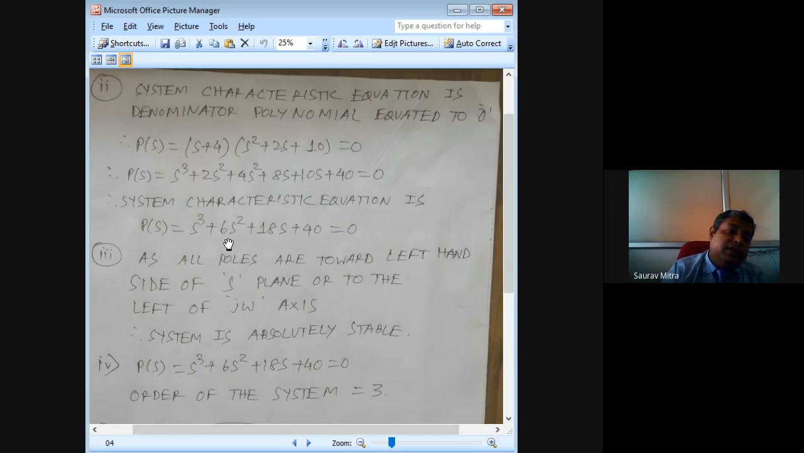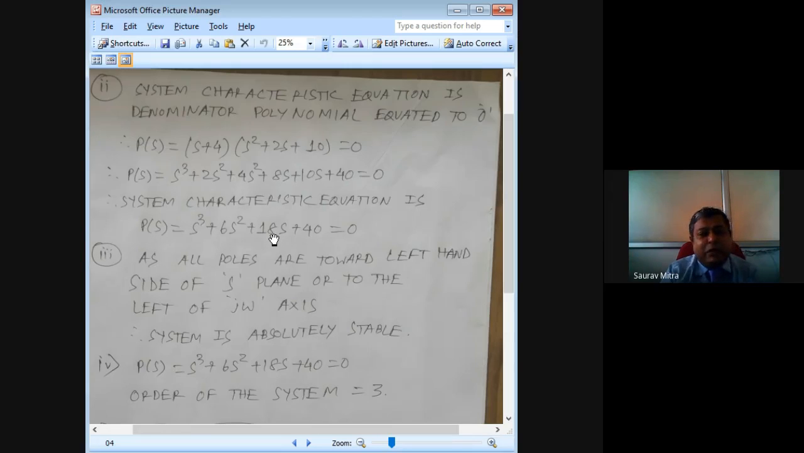If you try to find the roots of this using MATLAB, you will find there are three roots. One is s equal to minus 4, and s equal to minus 1 plus 3j, and s equal to minus 1 minus 3j. So that way also you can find the polynomial roots if you are doing it by MATLAB. That is also right. Okay, so already we have found what the roots of the characteristic equation are.